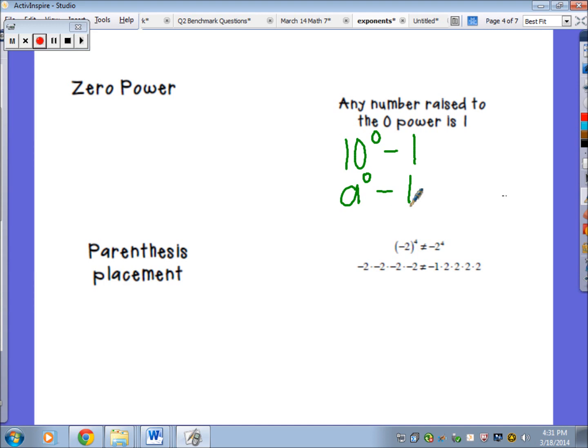And the last thing, we don't really have to write anything. Parentheses placement. It's very important that we notice that -2 in parentheses to the 4th is not the same as -2 to the 4th. And I showed you right here. -2 times -2 times -2 times -2 is not the same as -1 times 2 times 2 times 2 times 2. We just have to be careful.